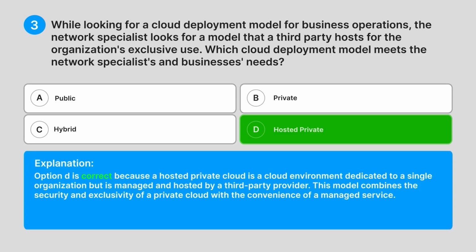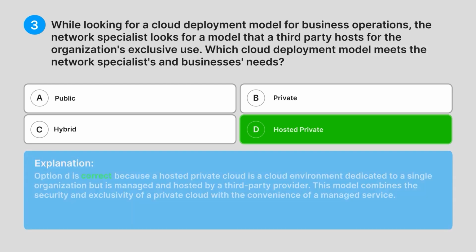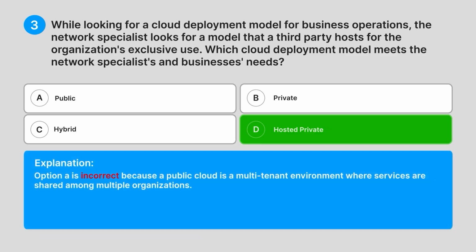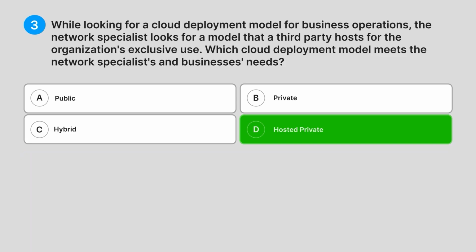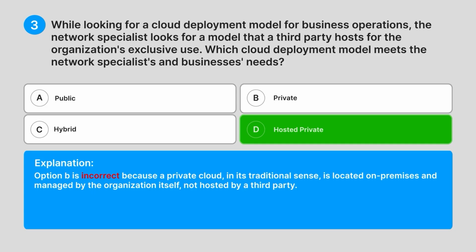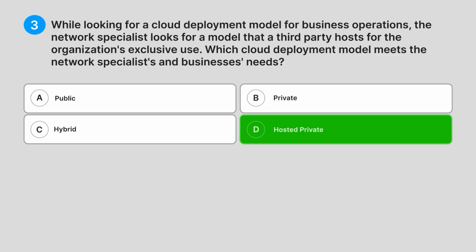Explanation: option D is correct because a hosted private cloud is a cloud environment dedicated to a single organization, but is managed and hosted by a third-party provider. This model combines the security and exclusivity of a private cloud with the convenience of a managed service. Option A is incorrect because a public cloud is a multi-tenant environment where services are shared among multiple organizations. Option B is incorrect because a private cloud, in its traditional sense, is located on premises and managed by the organization itself, not hosted by a third party.